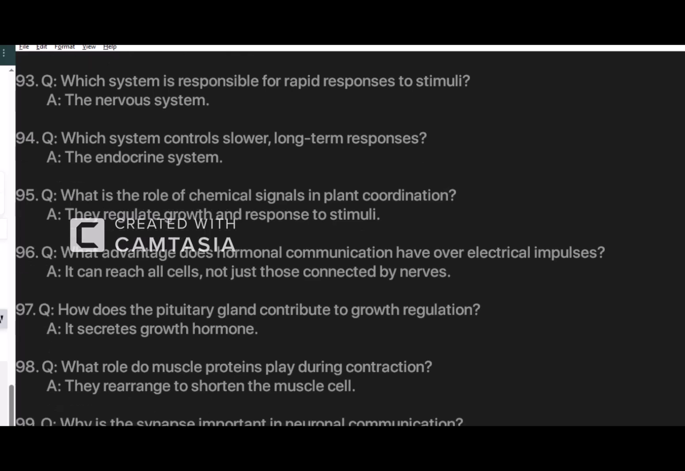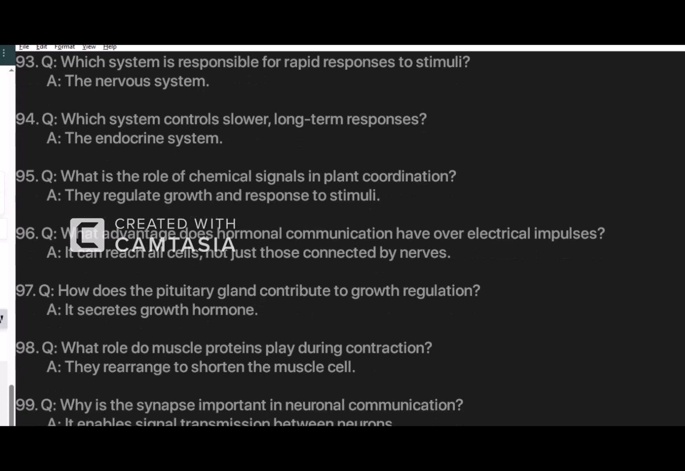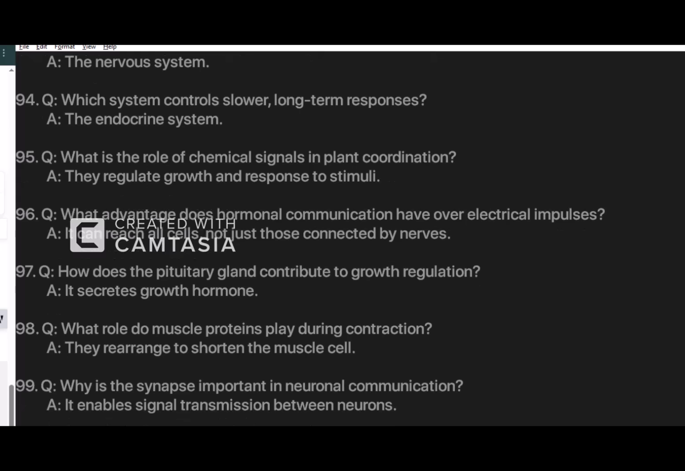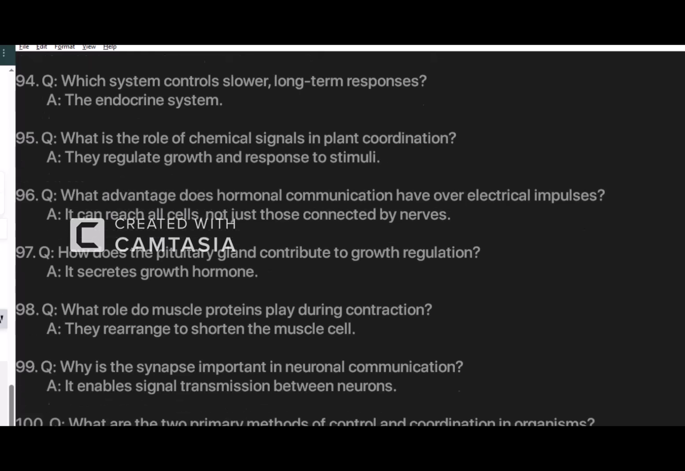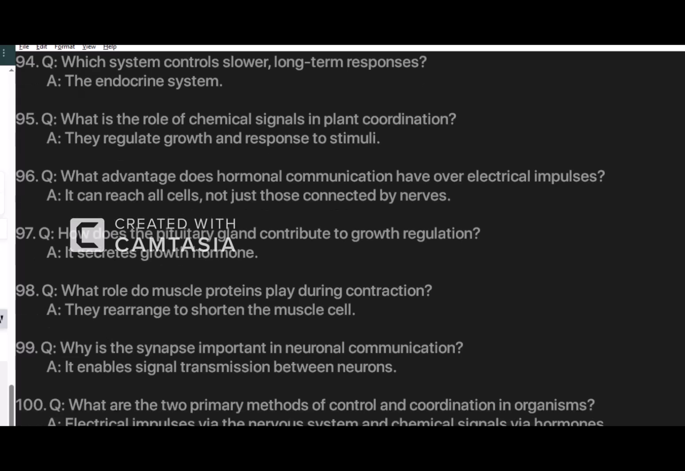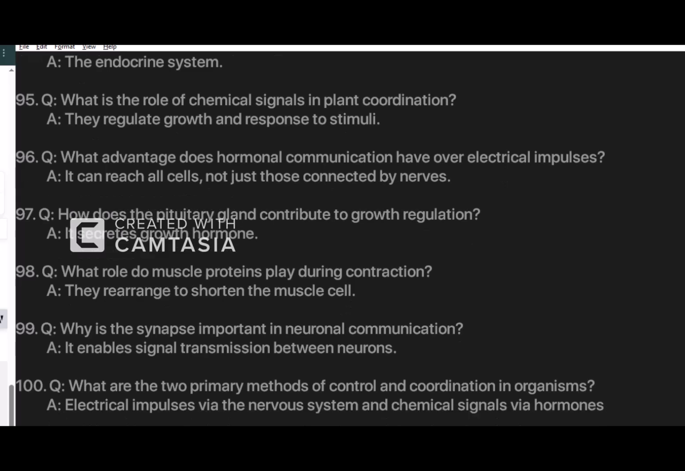98. Q. What role do muscle proteins play during contraction? A. They rearrange to shorten the muscle cell. 99. Q. Why is the synapse important in neuronal communication? A. It enables signal transmission between neurons.